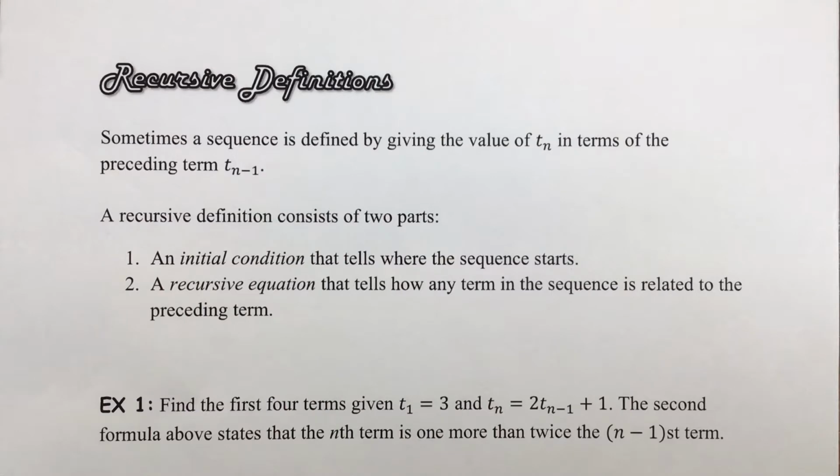A recursive definition is going to rely on the preceding term. What we're going to do is develop a formula that we can use to keep generating the next term in the sequence, but it's always going to be based on that preceding term. A recursive definition consists of two parts. You have to have these two things to actually make it work.